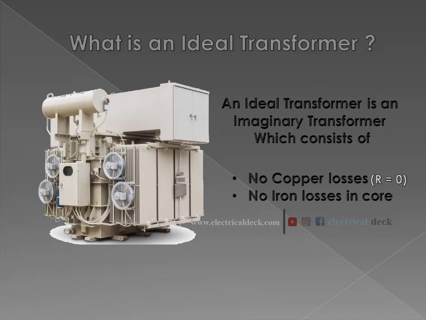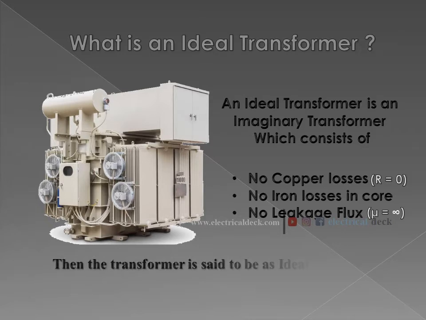And the magnetic flux produced by the primary winding links with the secondary winding without any leakage flux. The core of the ideal transformer has infinite permeability. Infinite permeability means less magnetizing current is required for magnetizing the core of the transformer. If the above conditions are met by any transformer, then the transformer is said to be an ideal transformer.